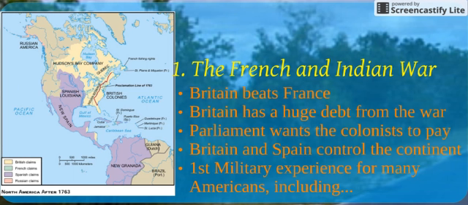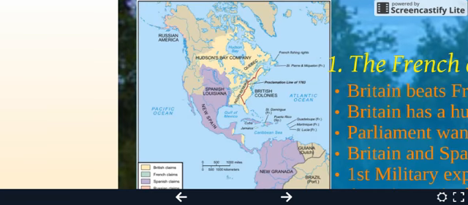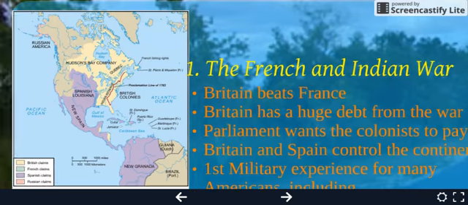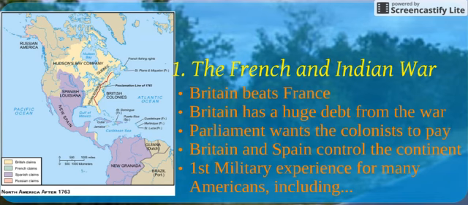So Britain and Spain after this war are going to control the continent, if we look at our map here, pretty much right down the Mississippi River. The other important thing about the French and Indian War is that it leads to the colonies coming united for the first time against this foe, which back then was the Native Americans and the French. But later they're going to become united against the British. And when we get to the war, it's going to be great because a lot of Americans have some good military fighting experience, which they get first in this French and Indian War, including a guy by the name of George Washington.